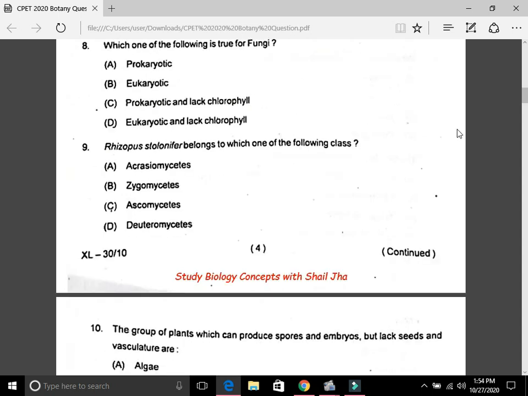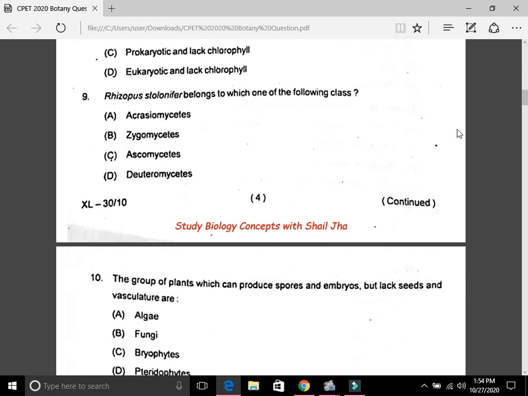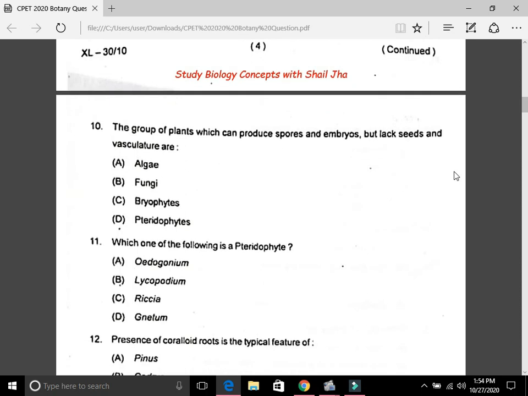Which one of the following is true for fungi? The answer is D, that is eukaryote and lack chlorophyll. Then Rhizopus stolonifer belongs to which one of the following class? The answer is B, Zygomycetes.